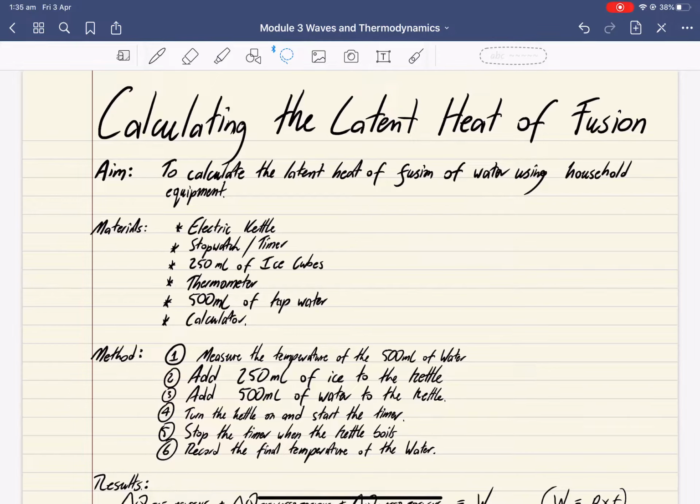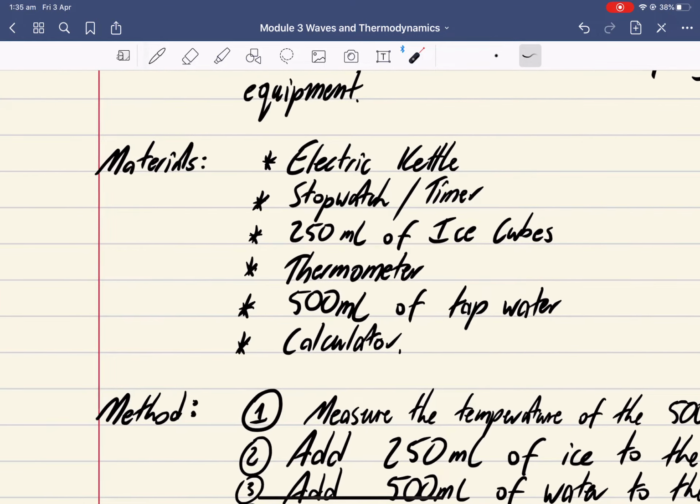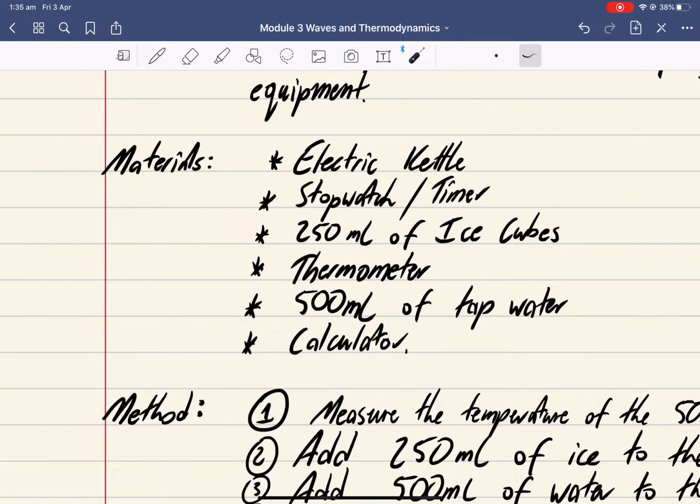So just very quickly, looking at the aim, our aim today is to calculate the latent heat of fusion of water using household equipment. If we look at the materials, the household equipment is our electric kettle, our stopwatch or timer, which could be your phone, 250 milliliters of ice cubes. I recommend making these in an ice cube tray, a thermometer, 500 mils of tap water, and a calculator.